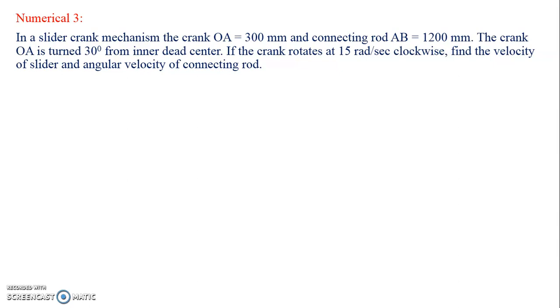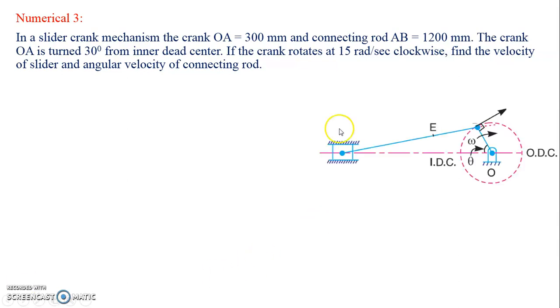So the numerical states that in a slider crank mechanism, the crank OA is 300 mm and connecting rod AB is 1200 millimeter. The crank OA is turned 30 degrees from inner dead center. If the crank rotates at 15 radian per second clockwise, find the velocity of slider and angular velocity of connecting rod. Okay, so we should know that a slider crank mechanism is as shown in the sketch over here. This figure will not be given, but we are supposed to draw it because the values required to draw this slider crank mechanism are already given in the question.